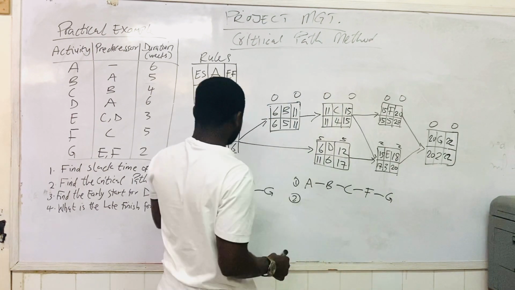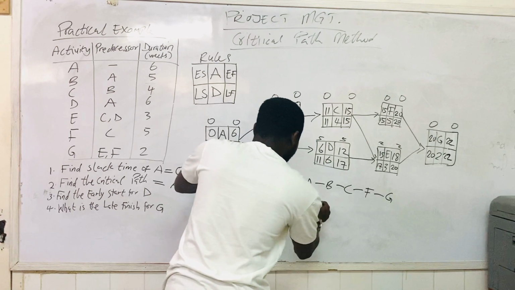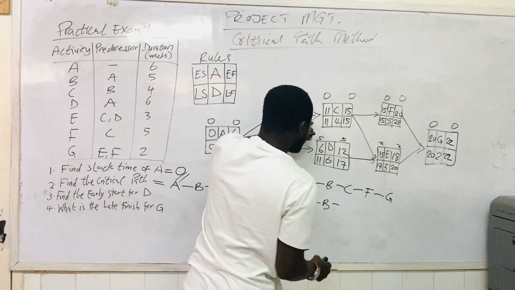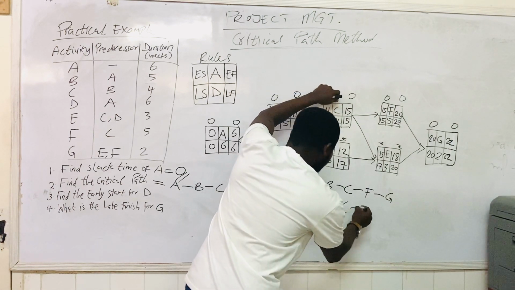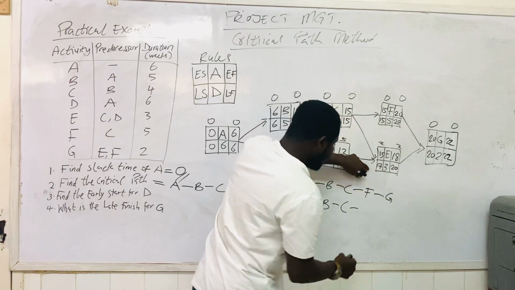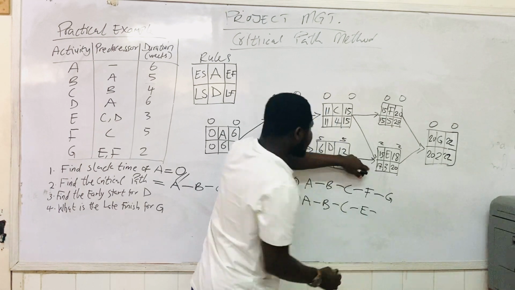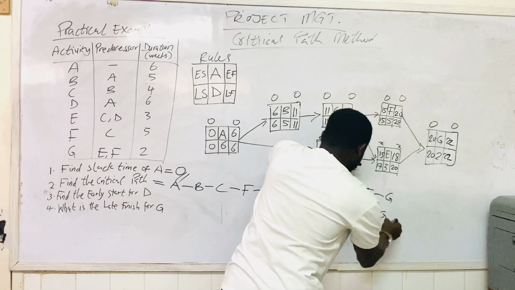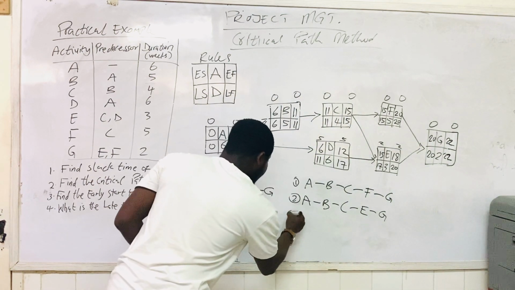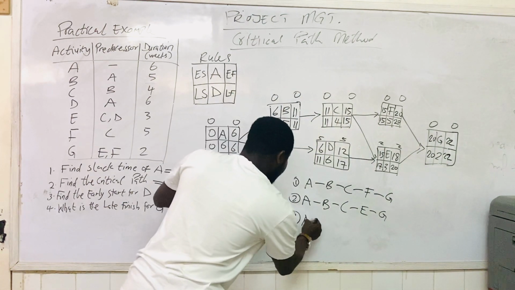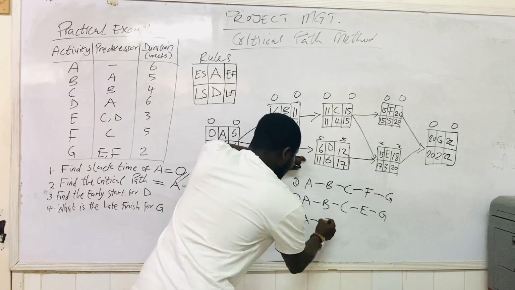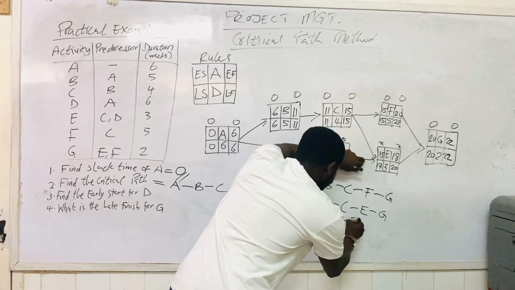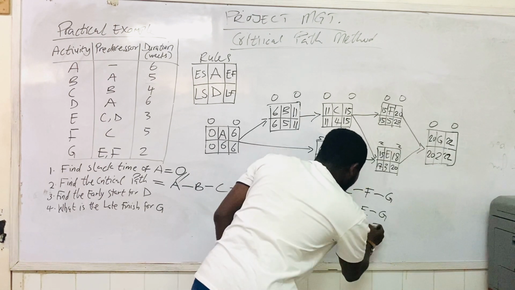For path number 2, we start from A, then we go to B, then we come to C, then we come down to E, because remember C is connecting to E, and then we go to G. Then we have our third path being A, connecting to D, and then we come to E, then we go to G.